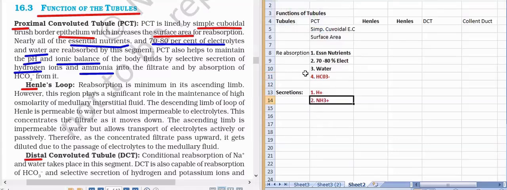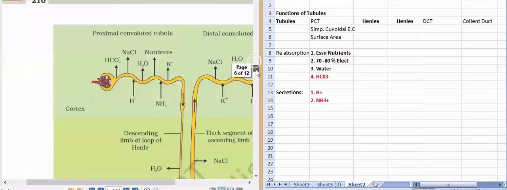So this is the first paragraph, its introduction. Next is its reabsorption, next secretions. That's it. Now Henle's loop. You know where PCT is, this is the PCT here. Water, nutrients, salts, NaCl, and bicarbonate are reabsorbed. H plus and NH3 are secreted. Secreting means they are sent inside from outside, into our efferent arteriole and medulla. So this is the topic.